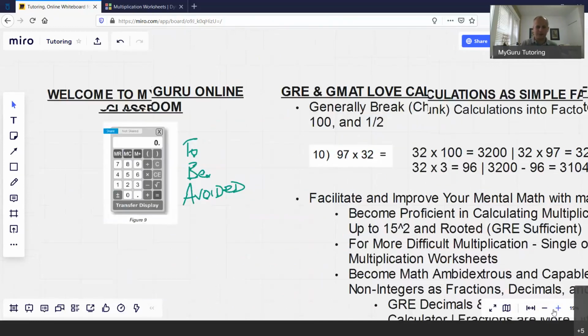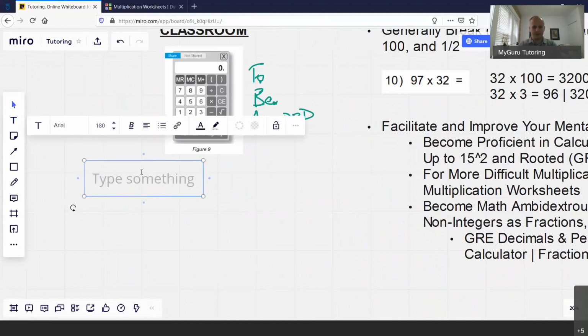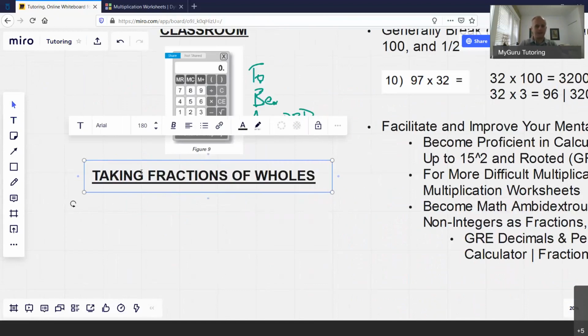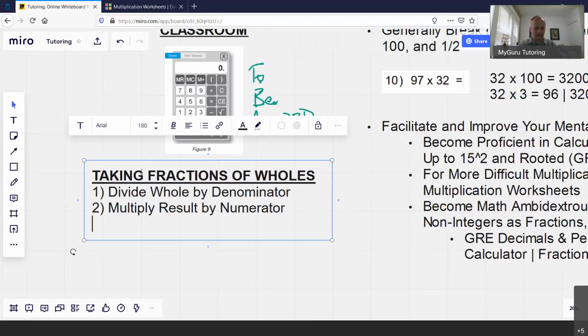So if we're trying to manipulate fractions, one of the easiest things that you can do with fractions is to take a fraction of a whole. So this we'll call taking fractions of wholes. If you're going to take a fraction of a whole, step one is to divide the whole by the denominator. Step two is to multiply that result by the numerator. And this is going to be your easiest way to manipulate a fraction.